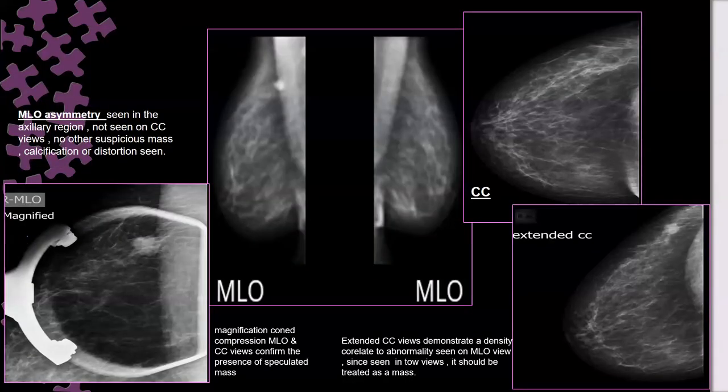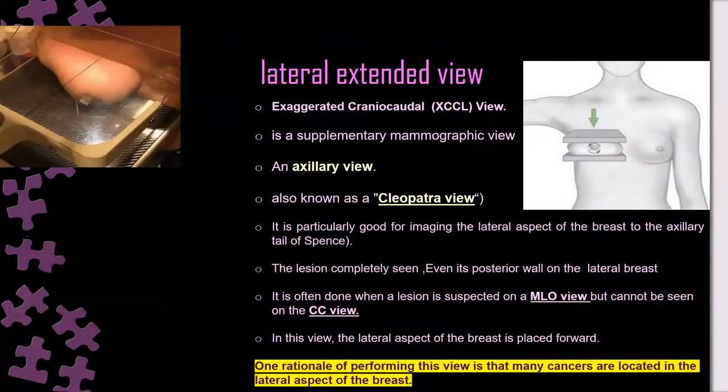Is the extended lateral an MLO view or a CC view? Is it modified from MLO, or from a CC view, or a lateral view? What is the extended lateral? Lateral view. You mean we said the lateral view before. We mentioned it already. It is from the CC view; you see here the pectoralis. It's a CC view. You look here. This is the standard CC view.